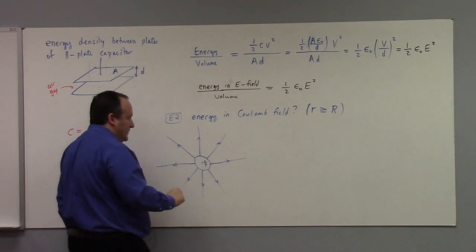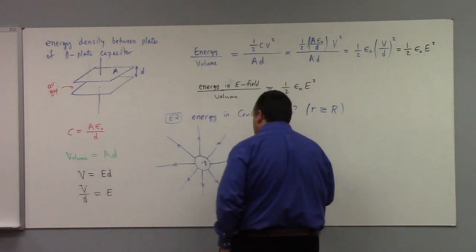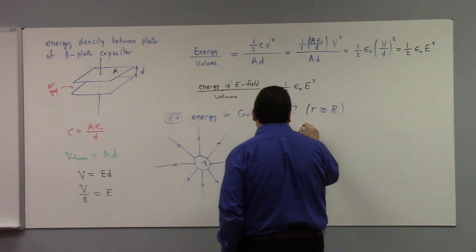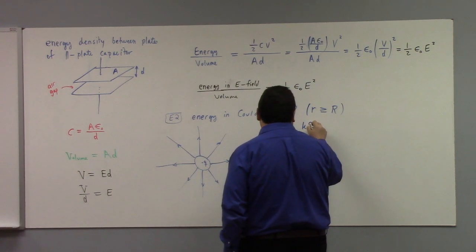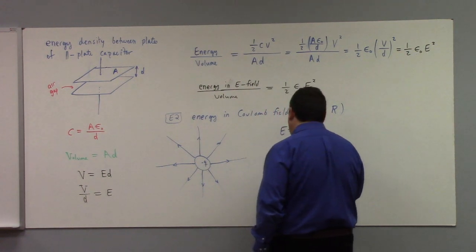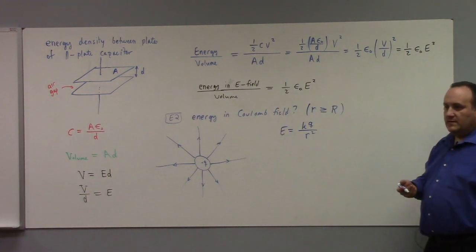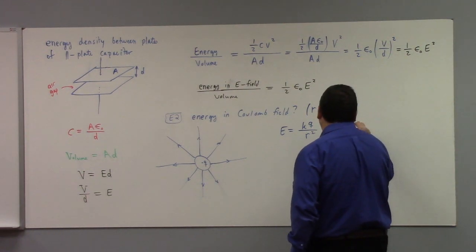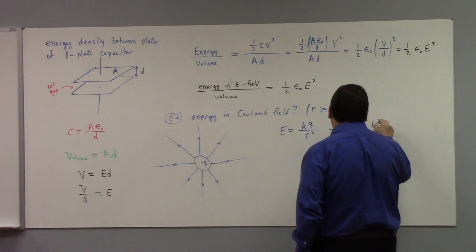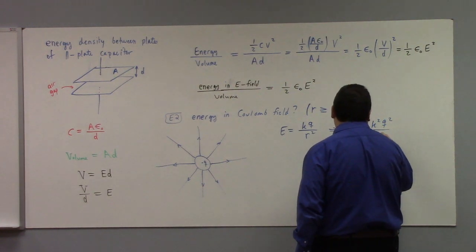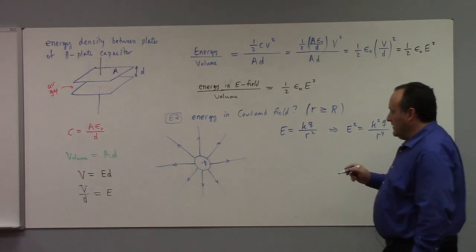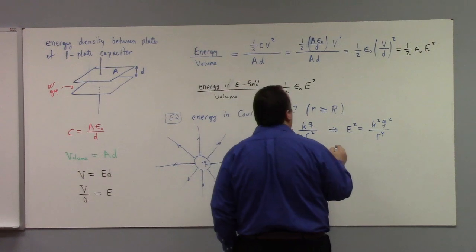I hope this isn't calculus we can't do in here, but if it is, I'll help you. So the electric field is, as you guys know, kq over r squared, right? That's the magnitude of the electric field anyway. So what's the square of the magnitude? K squared q squared over r to the 4th, right?